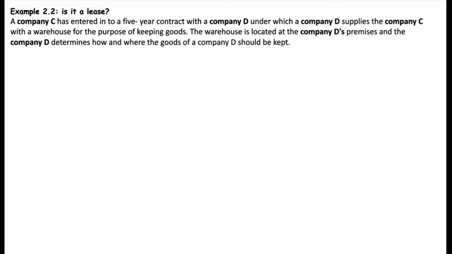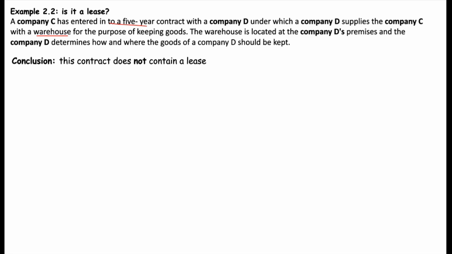So imagine if this contract contains a lease. We do have the lease term of 5 years, and we do have the underlying asset, which is a warehouse. But what about the other conditions or terms? Does the customer, company C, have the right to control the asset? Does company C have the right to determine where and for what purpose to use the asset? Does company C have the identified asset in its location?